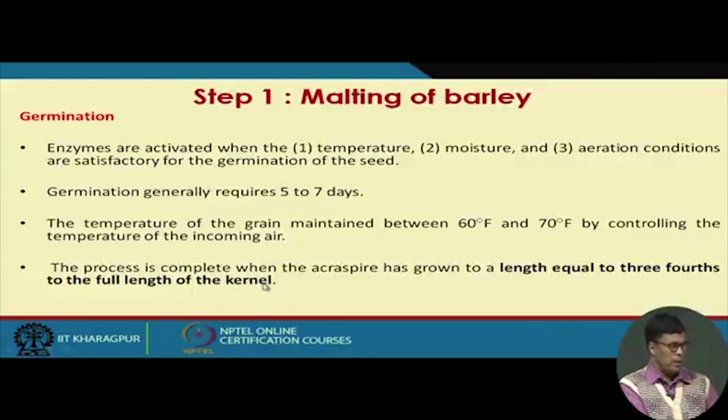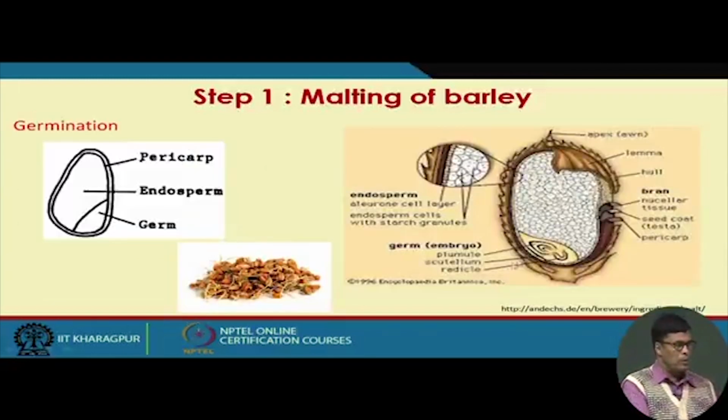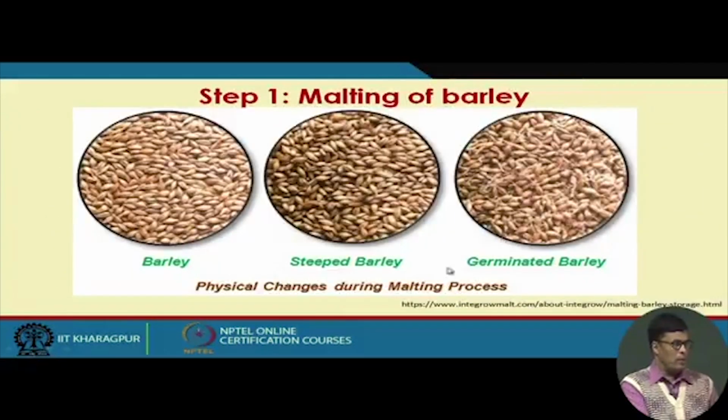the kernels. As I told you, this is the acrospire. This should be 3/4 the length of the kernel. Then, and only then, we stop this germination. Then we consider the germination is over.